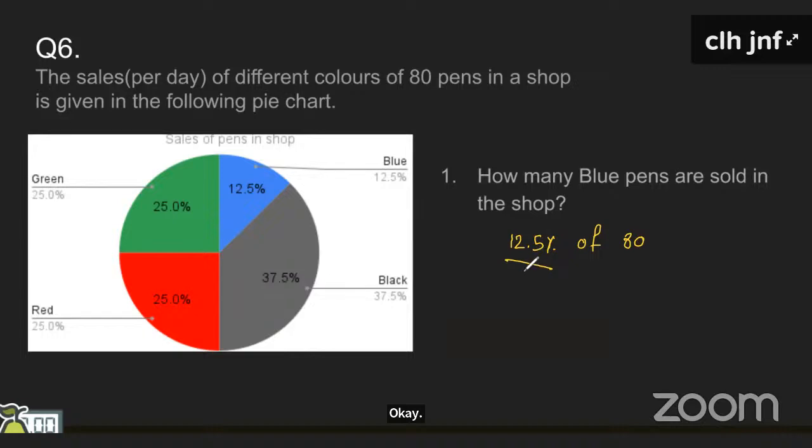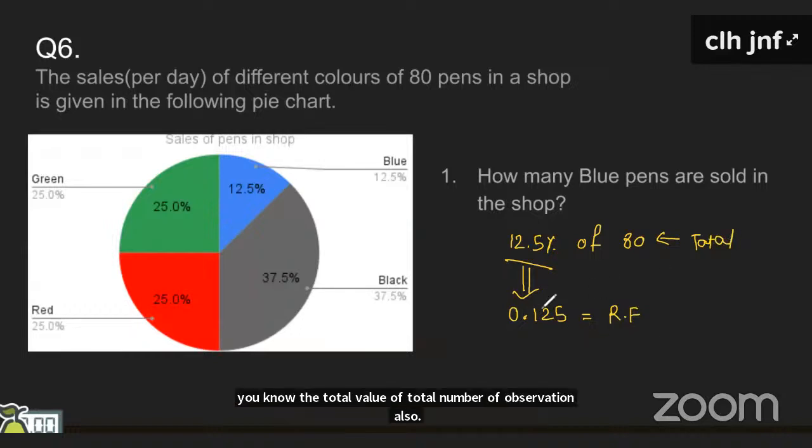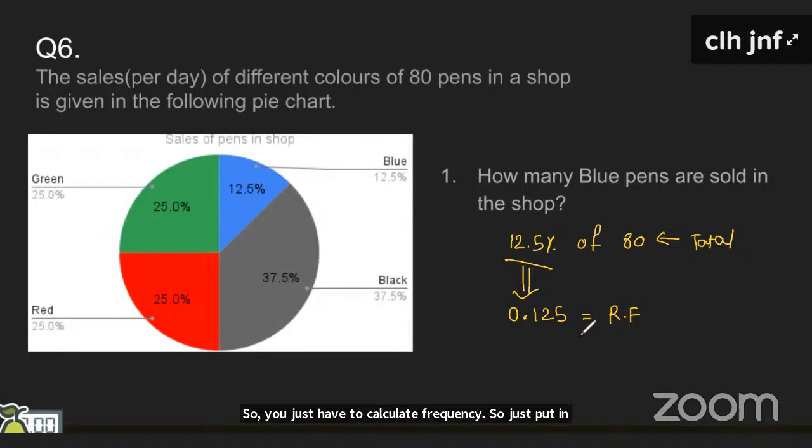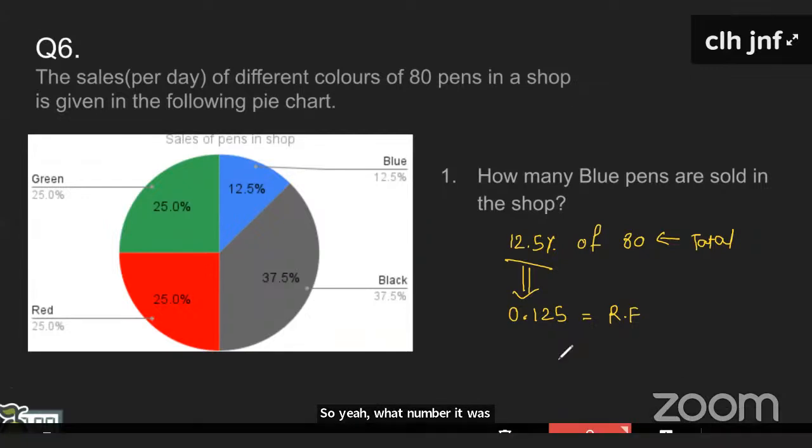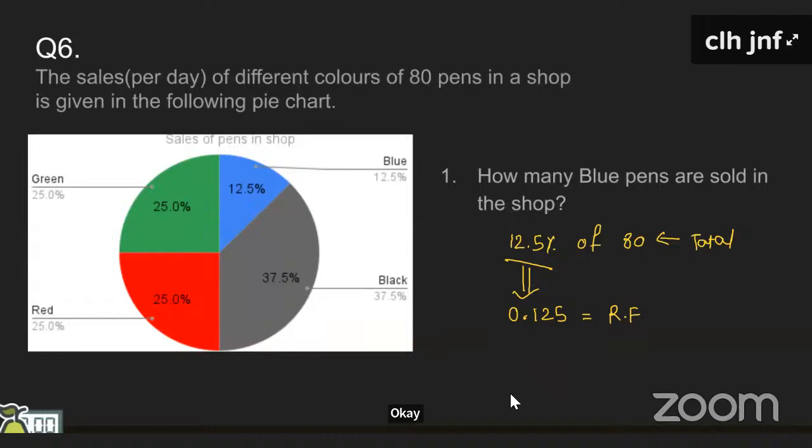What will be the relative frequency here if the percentage for the particular category is 12.5? It is 0.125. This is your relative frequency. And you know the total number of observations also, so you just have to calculate frequency. Just put it in the formula and you will have the frequency. What number was it? 10. Okay, so it is just calculation only.